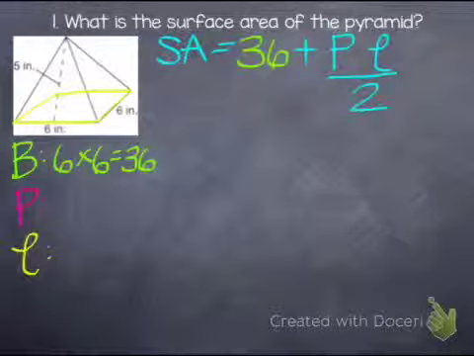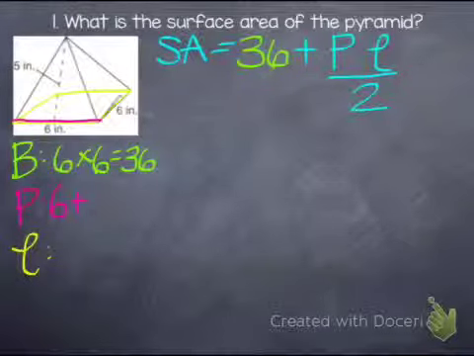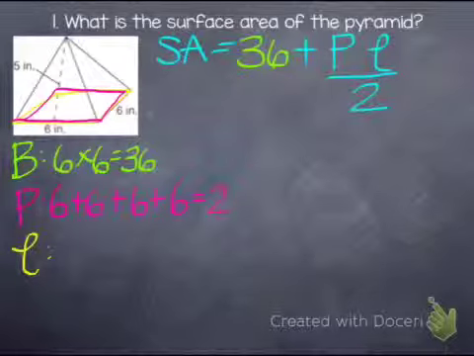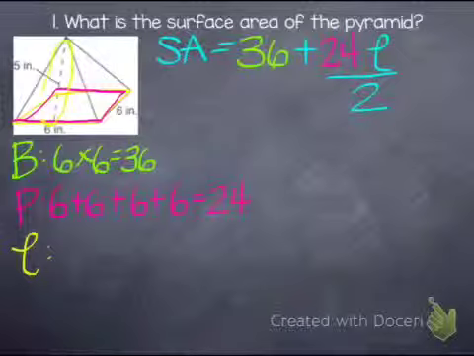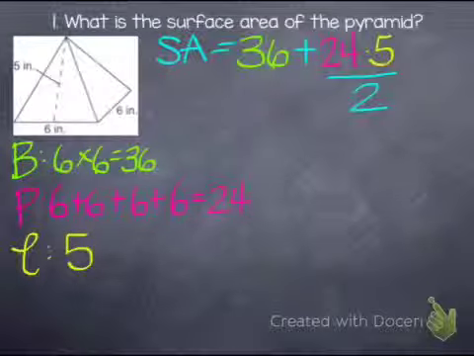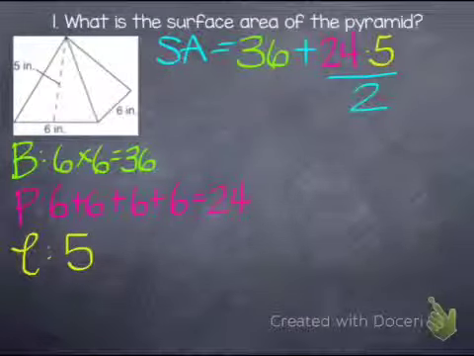Next, we need to find the perimeter by going all the way around the base, which is going to be 6 plus 6 plus 6 plus 6, which gives me a total perimeter of 24, so I'm going to substitute that in. And finally, my slant height, which is just found right here, and we see it is 5. So now we've set up our equation, and we can start crunching some of our numbers and simplifying them.